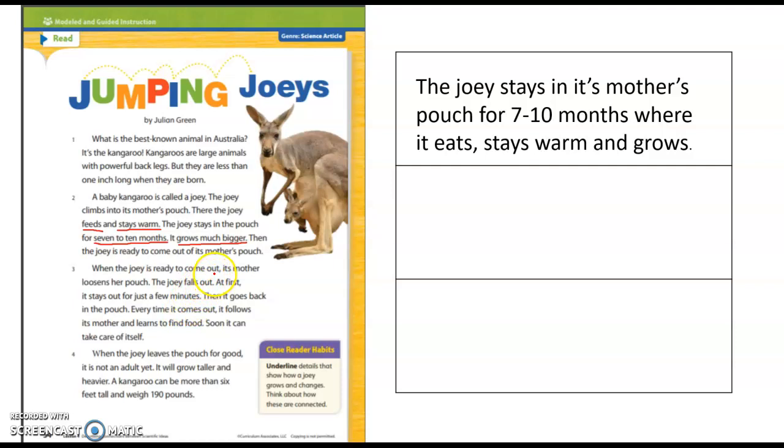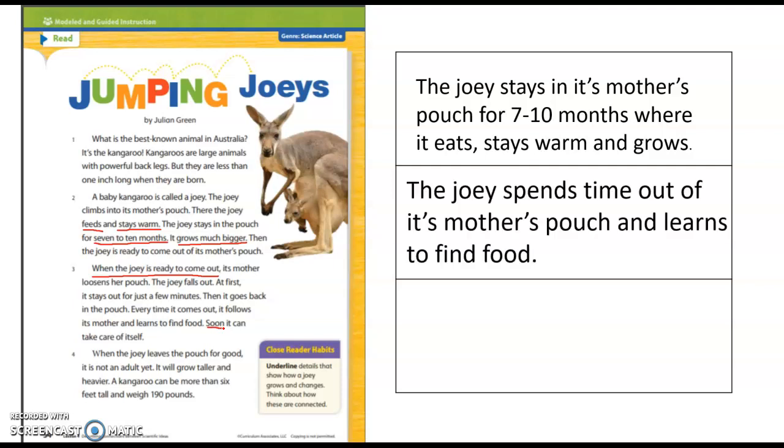You probably said when the joey is ready to come out. That tells us when it comes out. You probably also saw the word soon. So it's not like it takes 5 years. No, it happens soon. So the joey spends some time out of its mother's pouch and learns to find food.